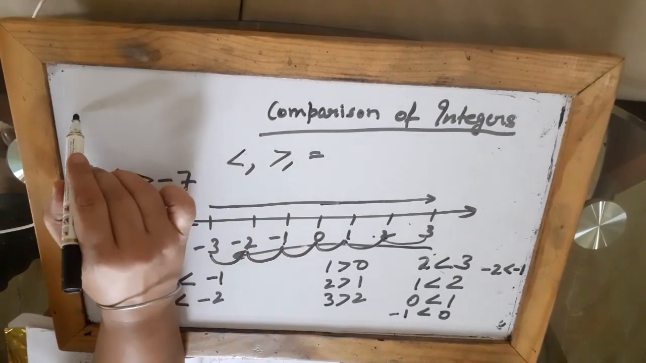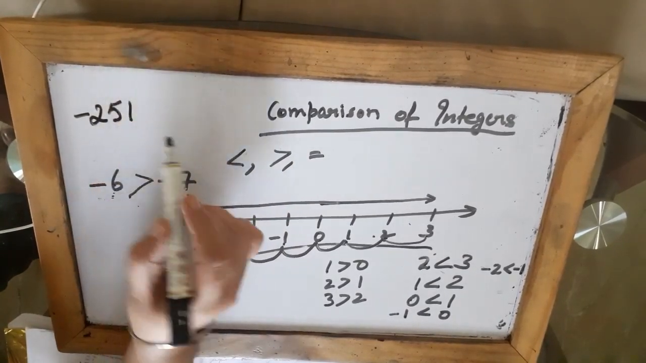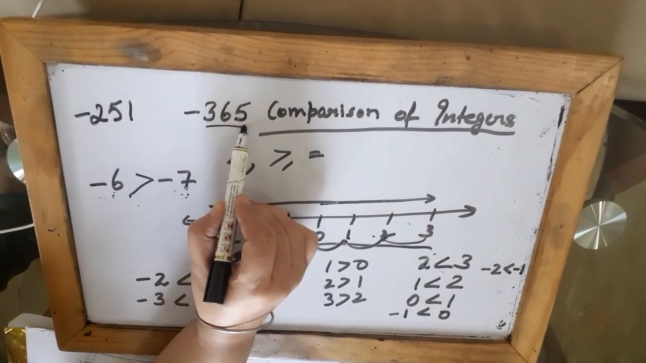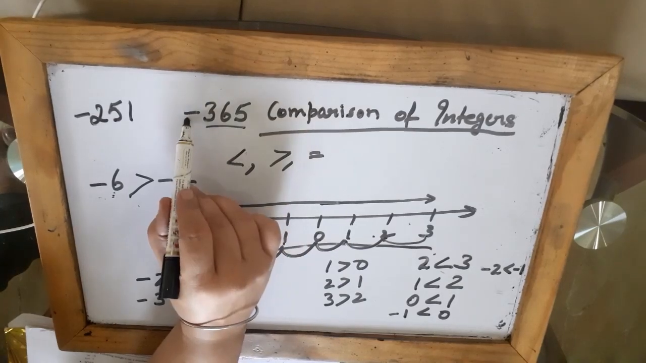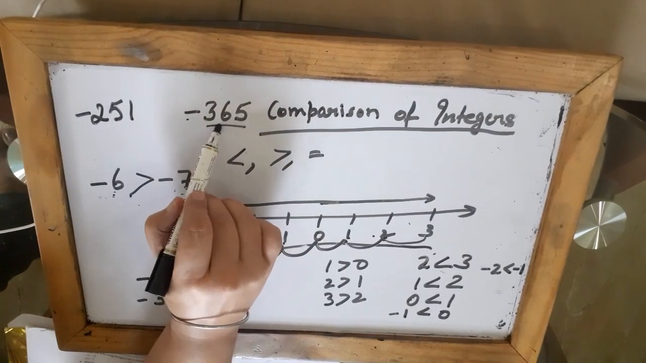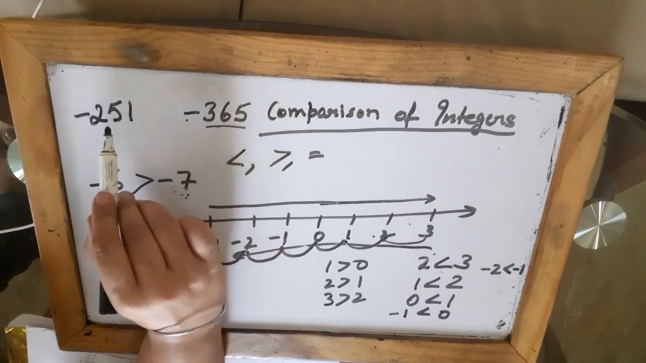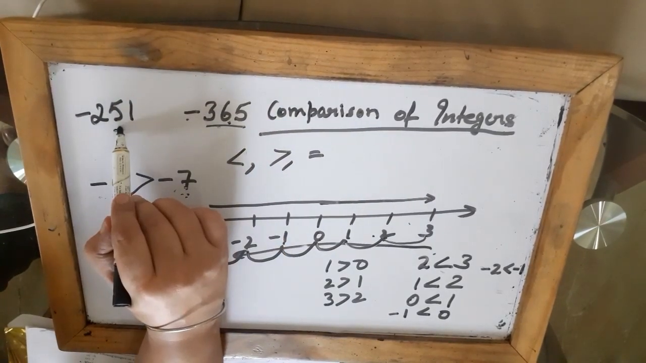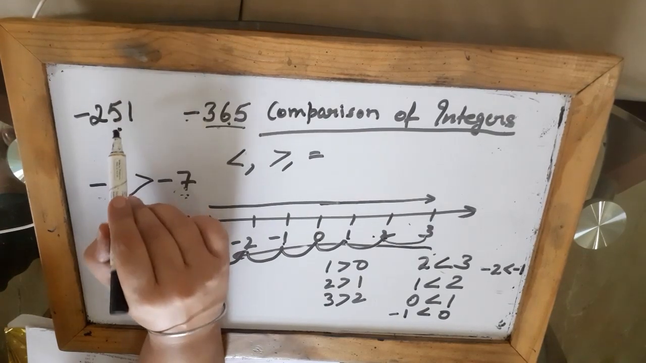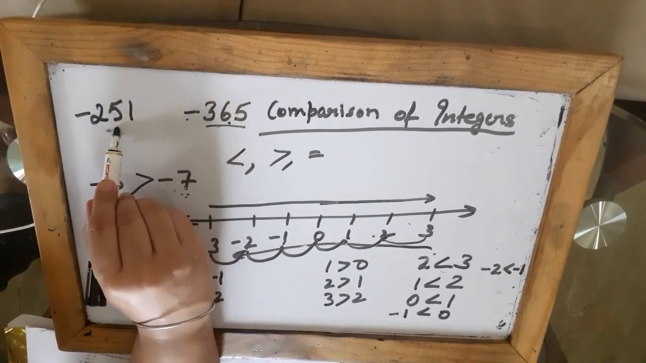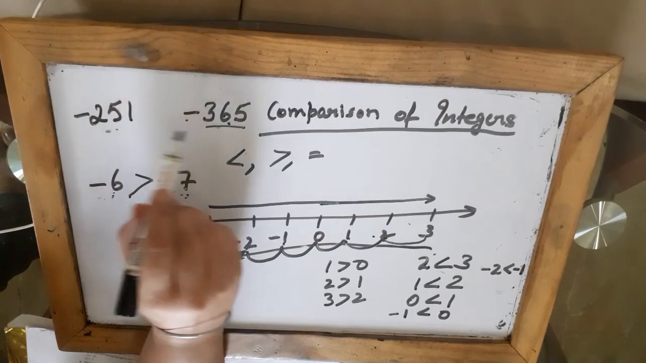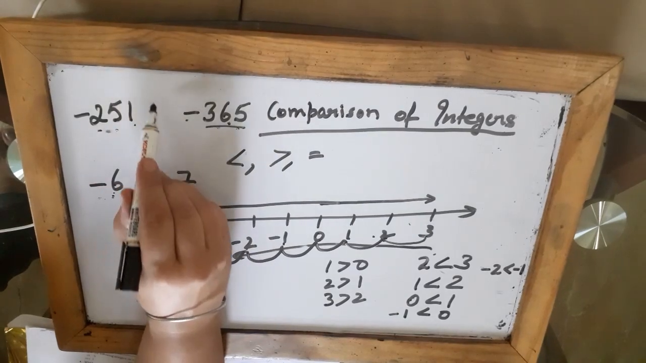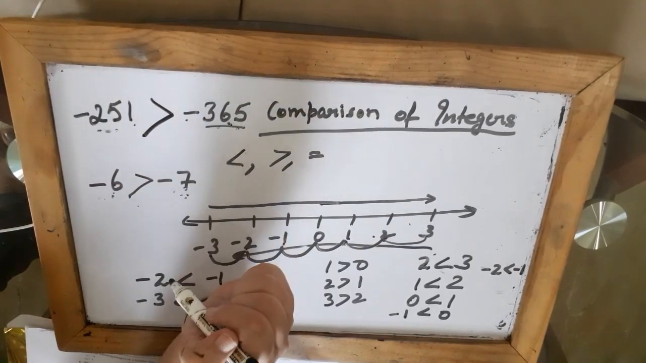If you have two negative integers, minus 251 and suppose I have minus 365. Though 365 is greater, you will say, but because it's a negative number, this minus 365 is smaller than minus 251 because this lies to the left of minus 251. So the smaller negative integer is greater in value than the bigger negative number. So this minus 21 is greater than minus 360.